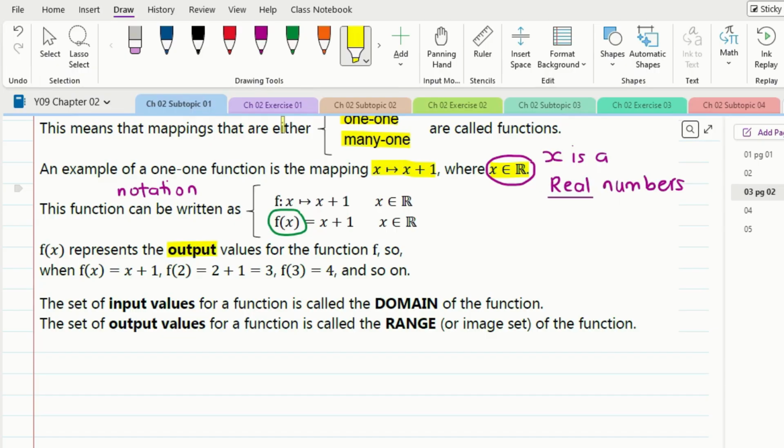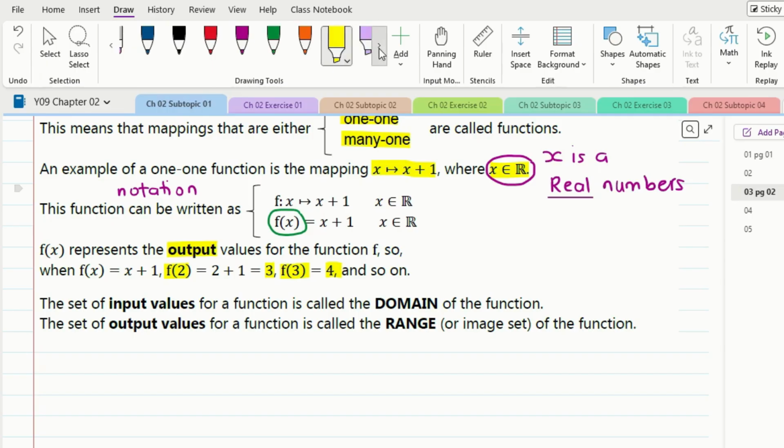For example, if you have f(x) equals x plus 1, so here when you input x equals 2, the function will produce 2 plus 1, so it will give you an output of 3. So f(2) is the output, so the output equals 3. For another example, if you put in f(3), so x is 3 as the input, the output f(3) equals 4, and so on.